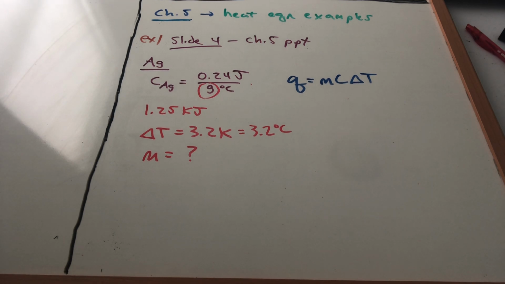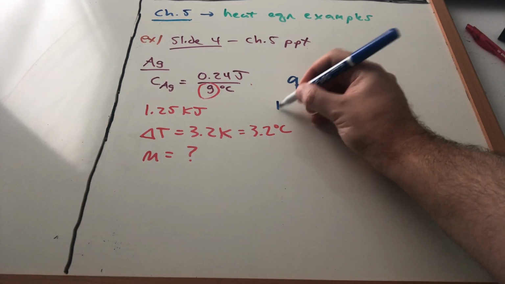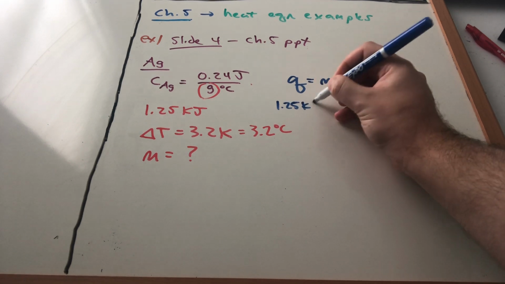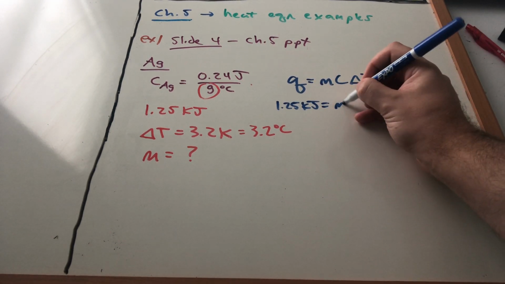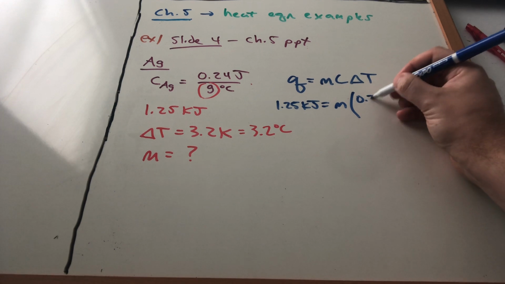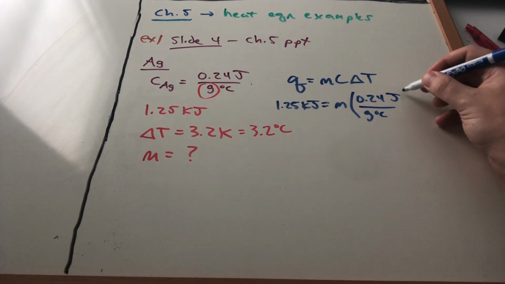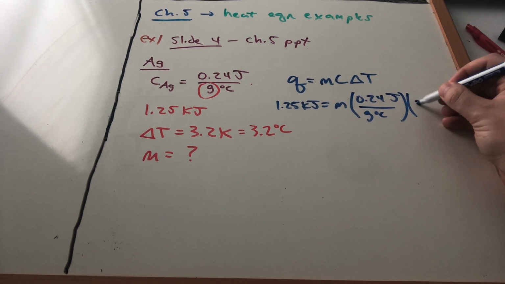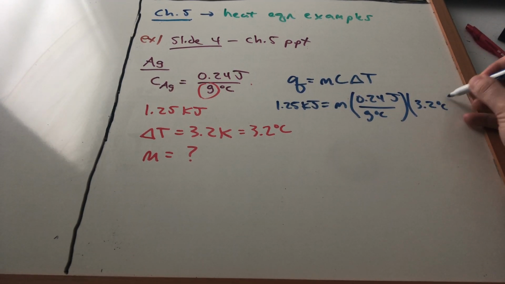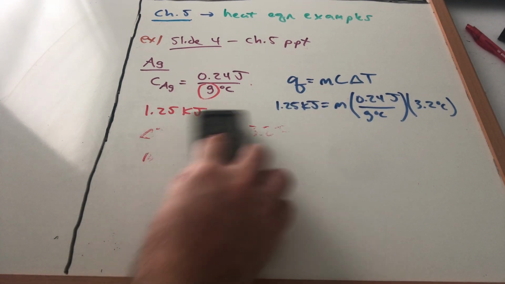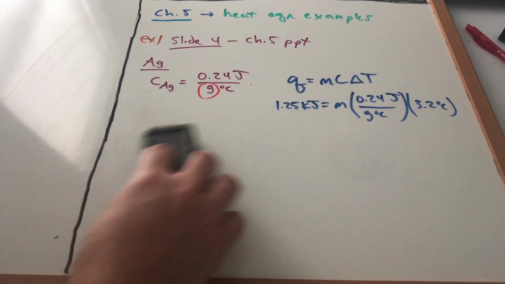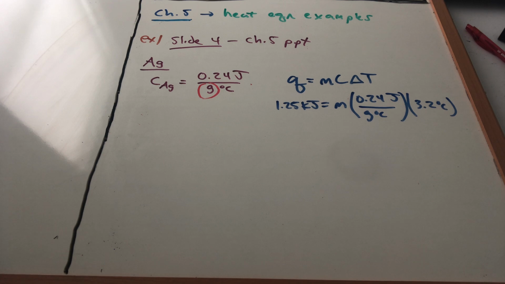Let's think about the information we have this time. We have 1.25 kilojoules of energy. Our mass is our unknown. We do have 0.24 joules per gram degree Celsius as our C, and we're also given a delta T as 3.2 degrees Celsius. So we do have everything we need to solve this problem except for mass, and that's the unknown that we're trying to solve for. So actually, we're really happy with our setup.